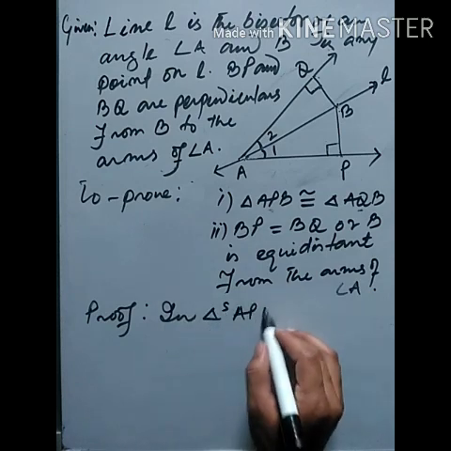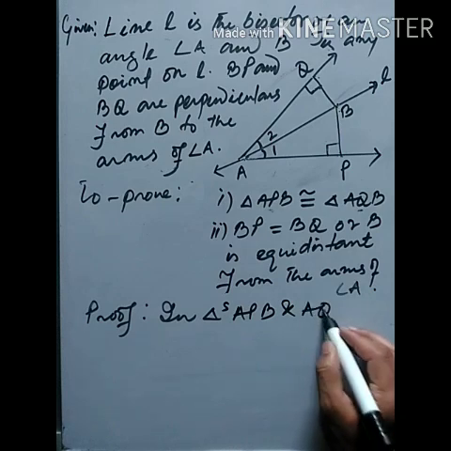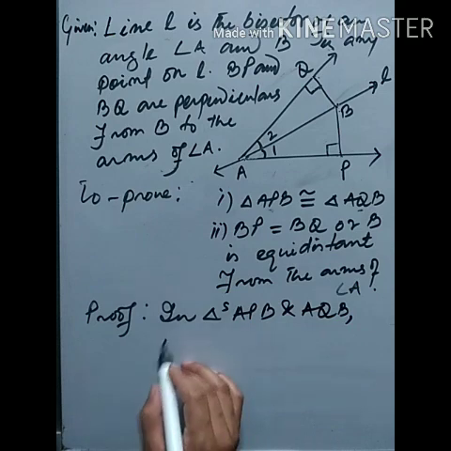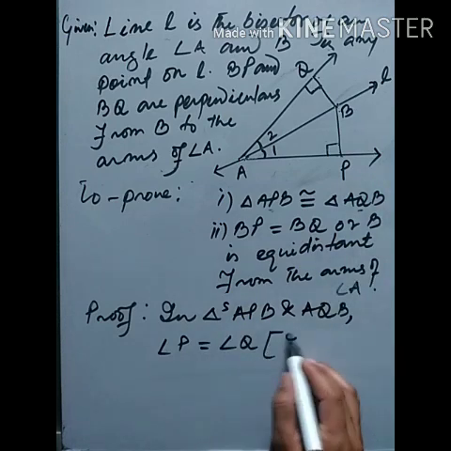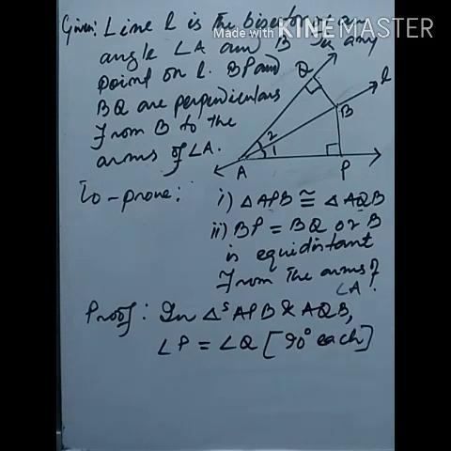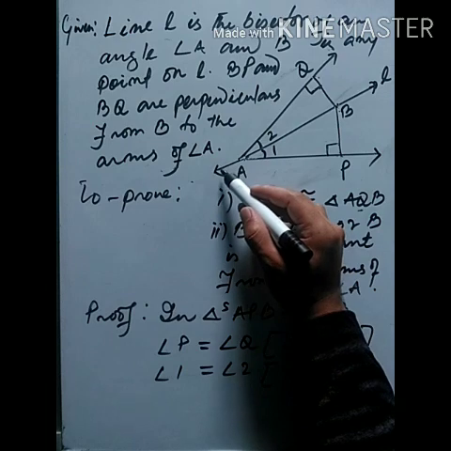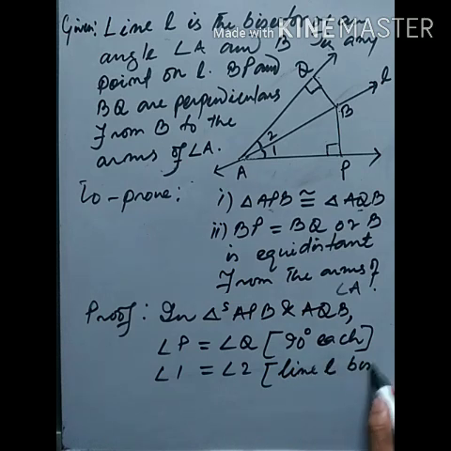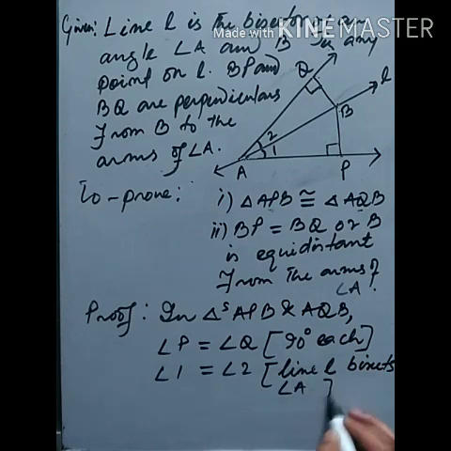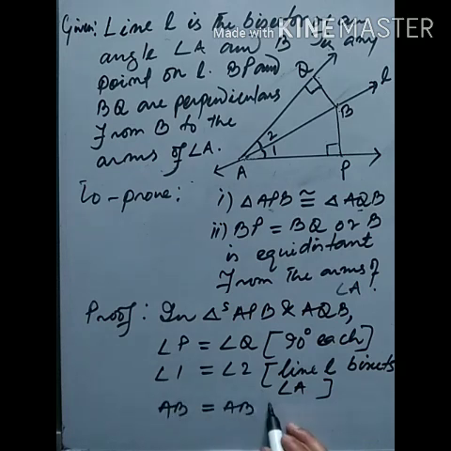In triangles APB and AQB, we can say angle P equals angle Q. You can say here 90 degrees. Next we have angle 1 equal to angle 2. The reason to be given here is that line L bisects angle A. And next we have one more: AB equal to AB. The reason to be given is common side.